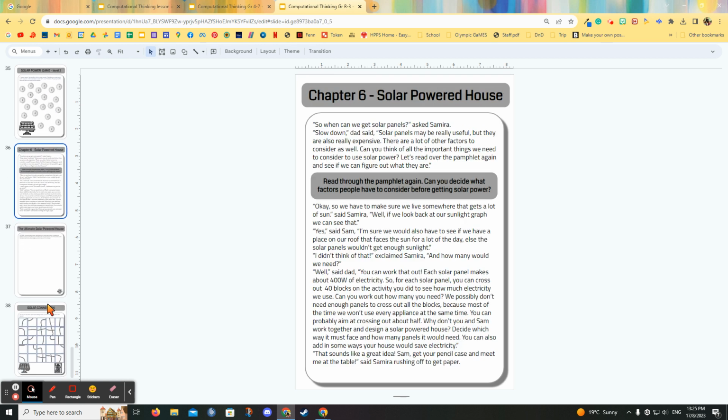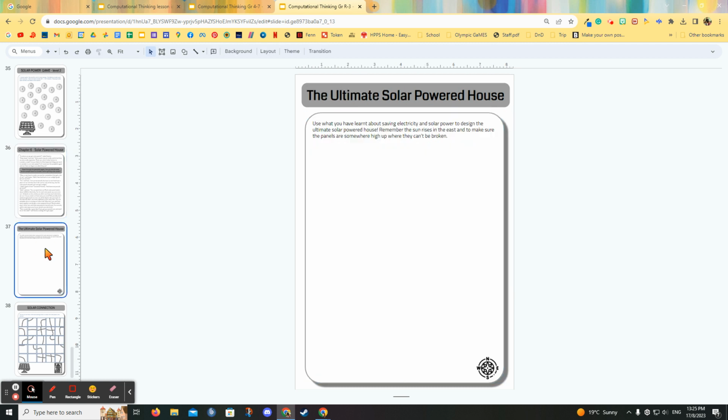The last chapter over here has to do with a solar powered house. And what people have to consider when getting solar power, for example, how many solar panels they have, what their electricity usage is at home, and they can figure it out over there. And then they have to design the ultimate solar powered house. So there are two factors in this. Obviously, it can be about creating solar power, so lots of solar panels, and it can also be about finding ways to reduce the power usage of the house.